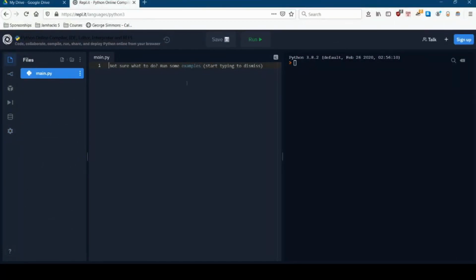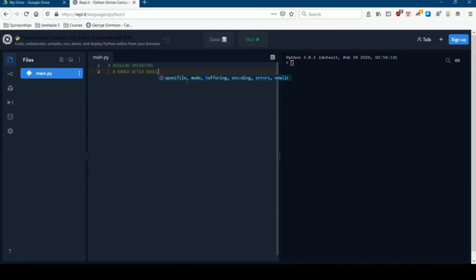Is everyone in? All right, so we're going to be talking about the Boolean operators. The word Boolean is really weird. It's named after a guy called Boole. Booleans are a type, so it's just true and false. It auto-corrected Boole to open. Anyways, basically true or false. These two things are Booleans.